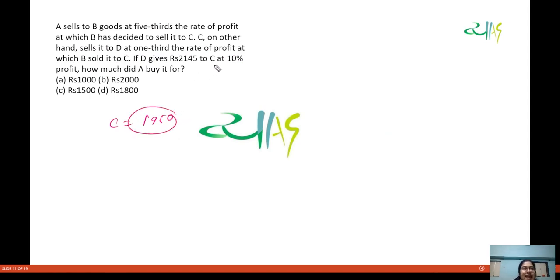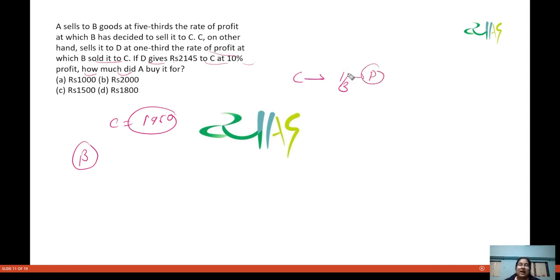Now what the question is saying, read clearly. C bought it from whom? C bought it from B. B earned some profit. How much? So look at this. C, on the other hand, sells it to D at 1/3 the rate of profit at which B sold it to C. Okay, so 1/3 the rate of profit it is saying. So what this statement basically means, read again. C, on the other hand, sells it to D at 1/3 the rate of profit. So C is selling at 1/3 of the rate of profit to D.